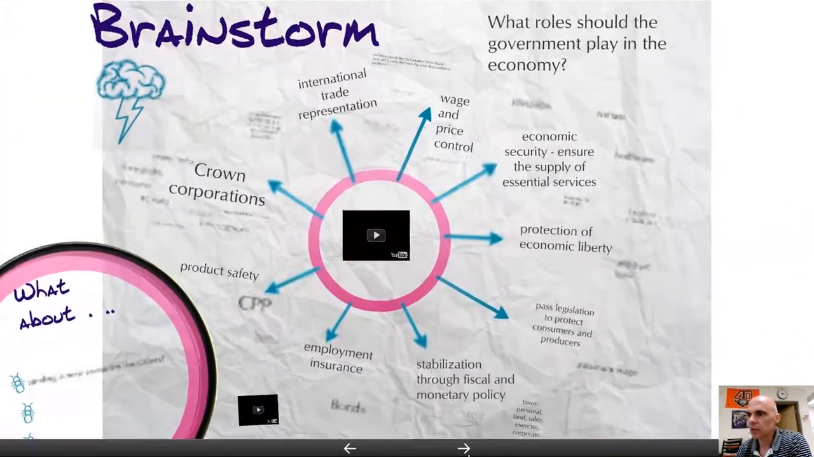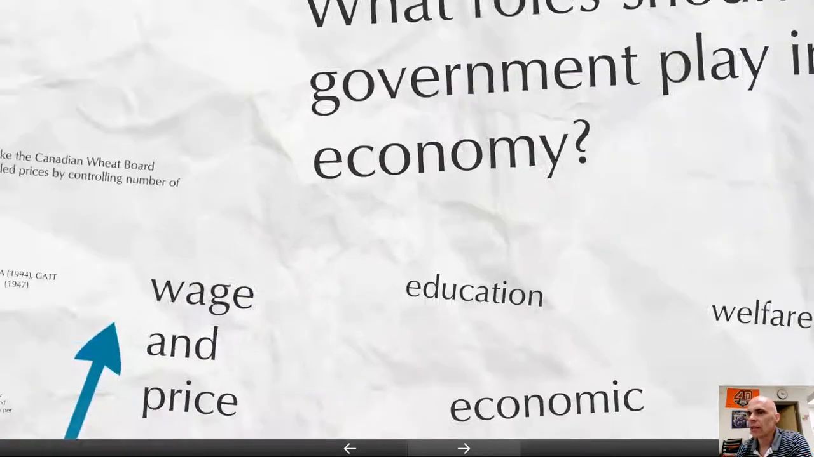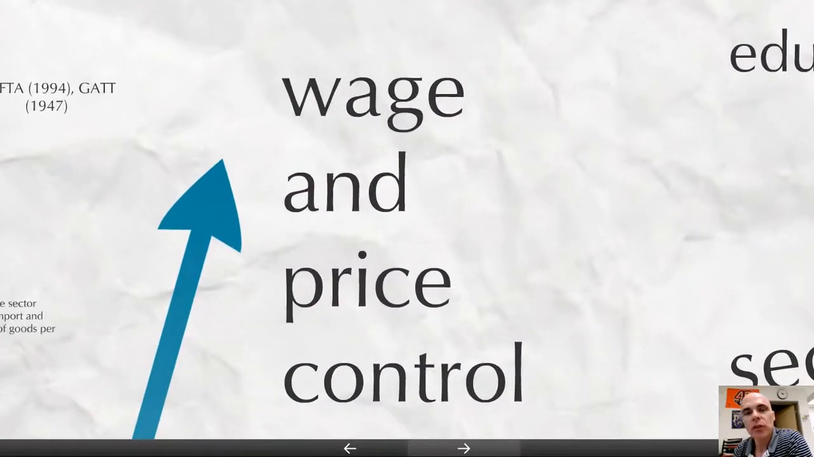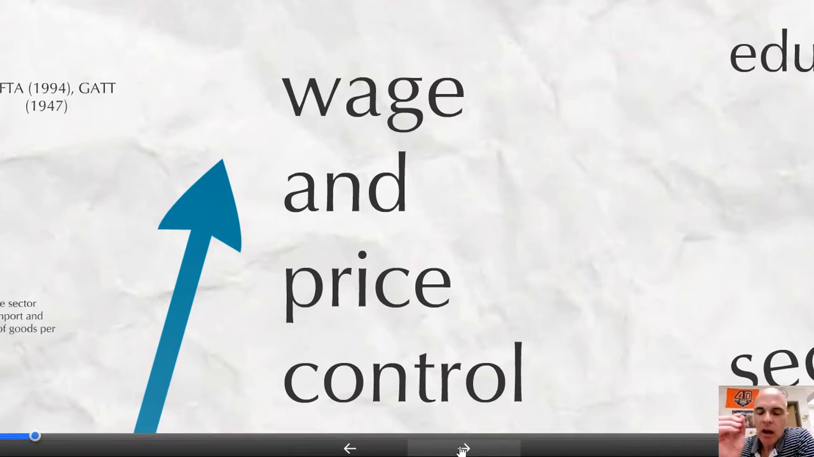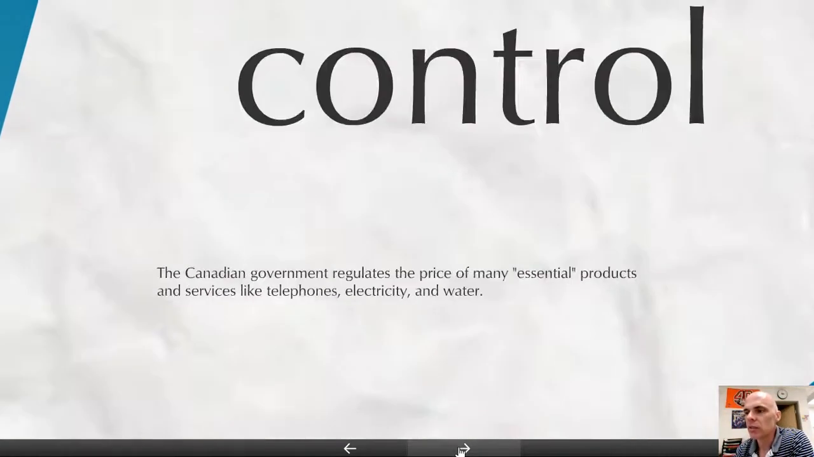So, for example, here in Canada, we have wage and price control. We have minimum wage laws. That's an example of government intervention in the economy. So when you're writing an essay and you're like, okay, I want to say the government has a role to play in the economy, but I don't have anything concrete or precise to talk about, these are all examples of concrete, precise things you can talk about.